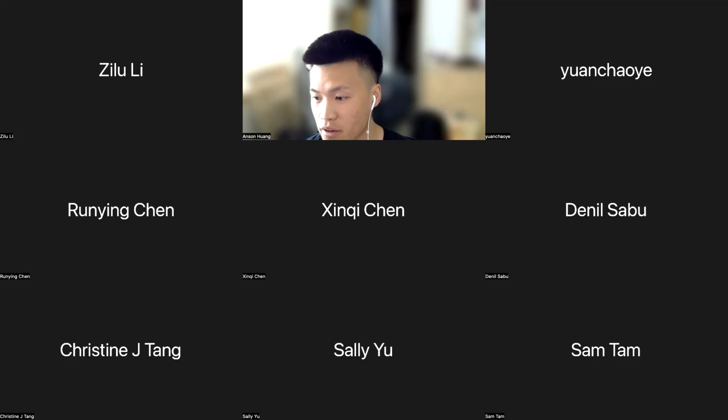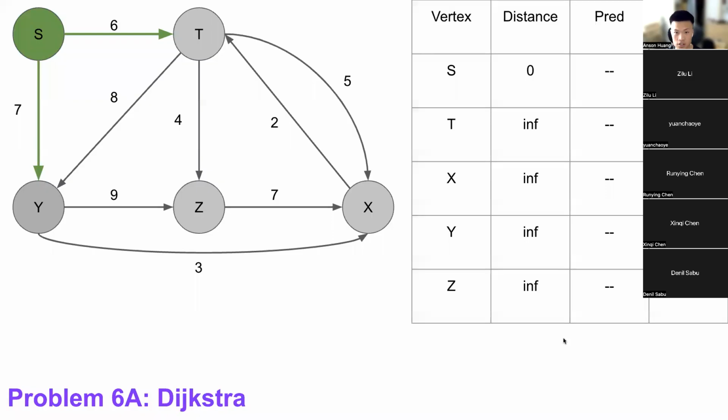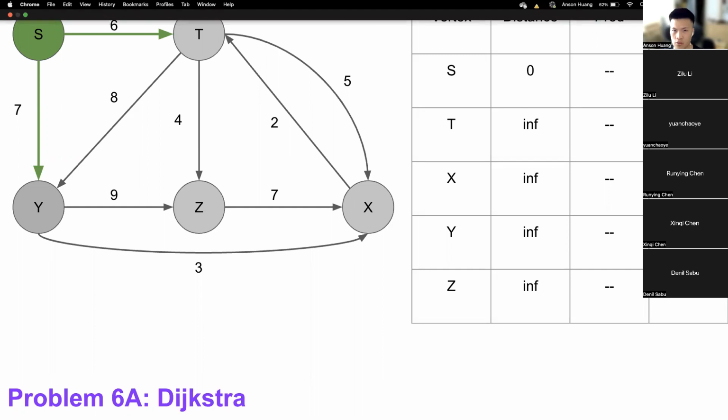All right, we are back. So we left off with problem 6A, Dijkstra's, and just trying to figure out how we can fill out this table. So can somebody help me out with what we do next? So we just process S and we know its distance is 0. What do we do next? What is next on the agenda?